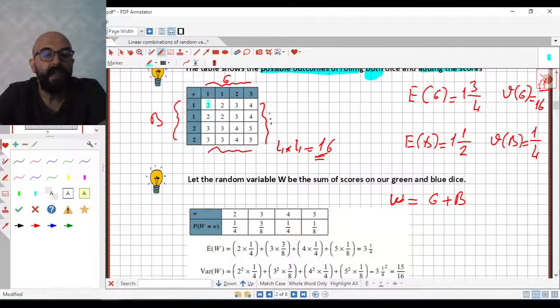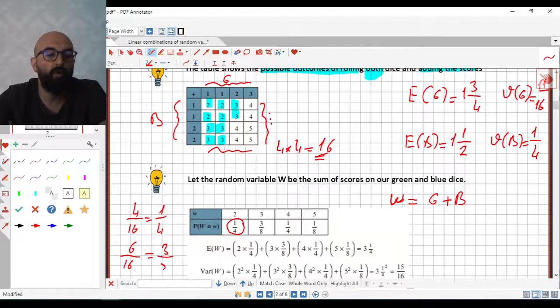So we have 4 twos, so the probability of 2 is 4 over 16, which means 1 over 4. Now here we have 6 threes, so 6 over 16, which means 3 over 8.